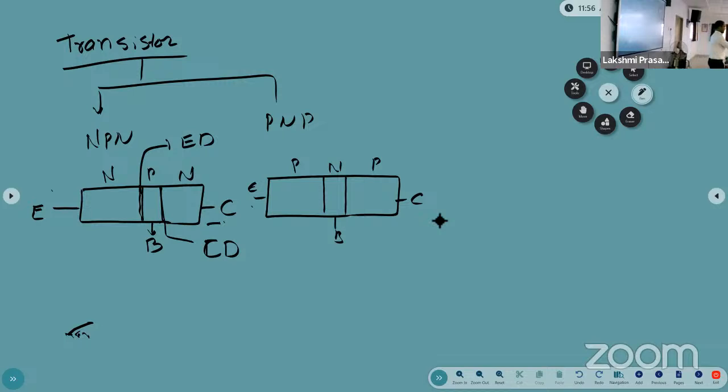That is the construction. How are we constructing? The two p-type semiconductors are sandwiched between the two n-type semiconductors, then that can form an NPN transistor. The heavily doped region is called emitter, the moderately doped region is called collector, and the lightly doped region is called base.